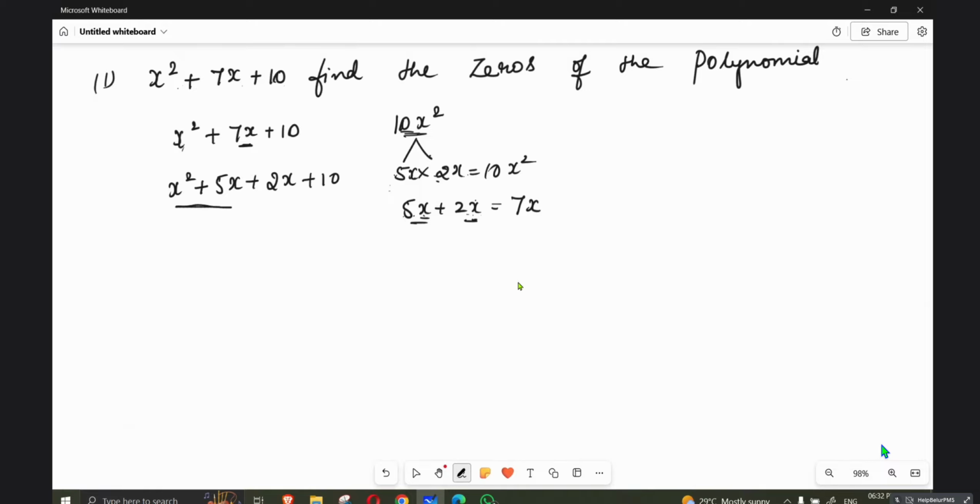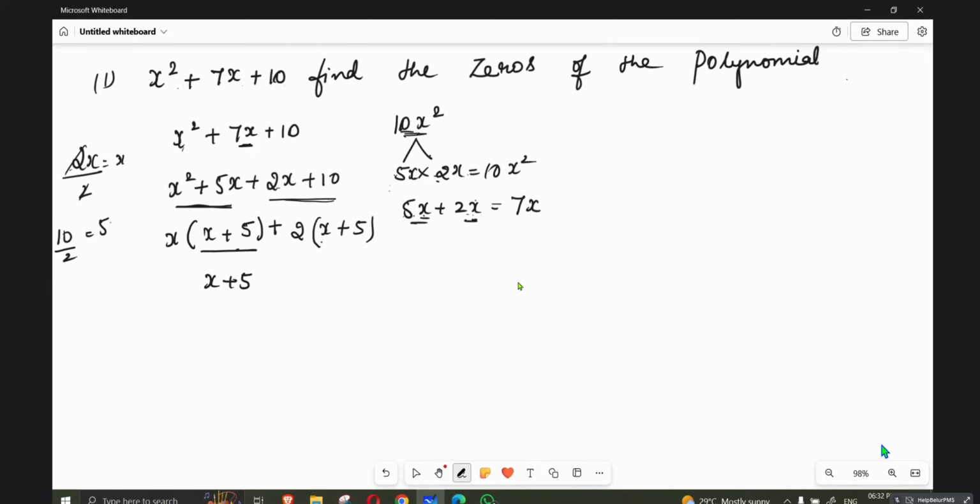I can take x common here. So you will get x into x plus 5, plus, here I can take 2 as common because 10 has 5 into 2, correct? So 2 common here. So what else is remaining? If anyone has doubt, you can do 2x by 2. How much will you get? x. This x I am writing inside, plus 10 by 2, it is 5, right? So plus 5. So I'll take again common x plus 5.